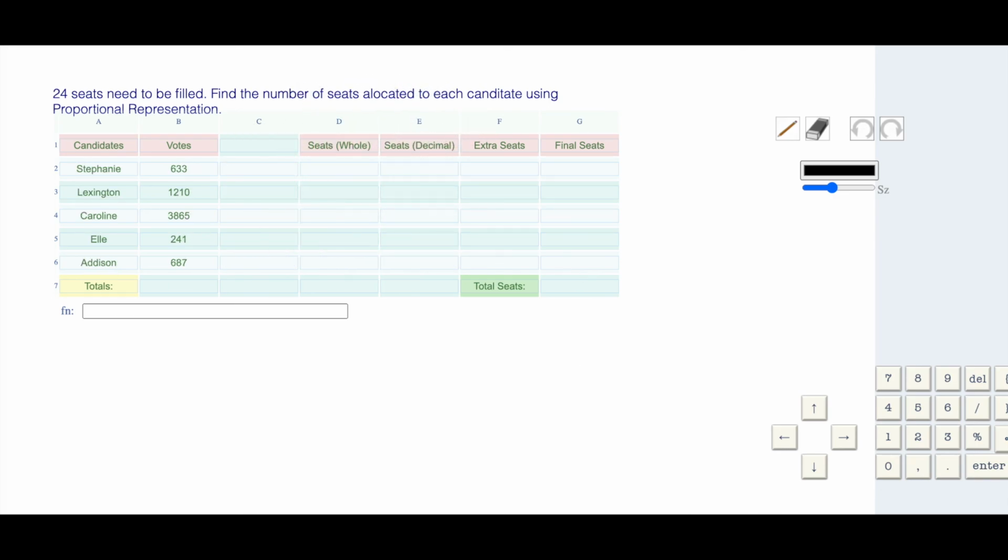That's pretty much it for proportional representation. Have a good day.